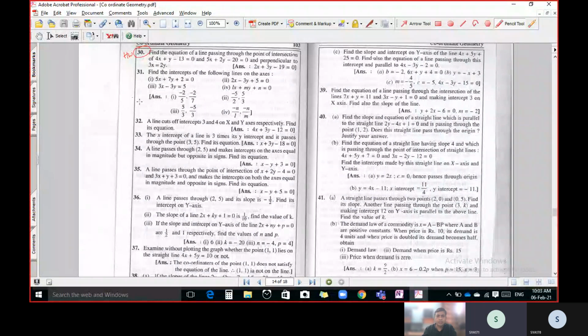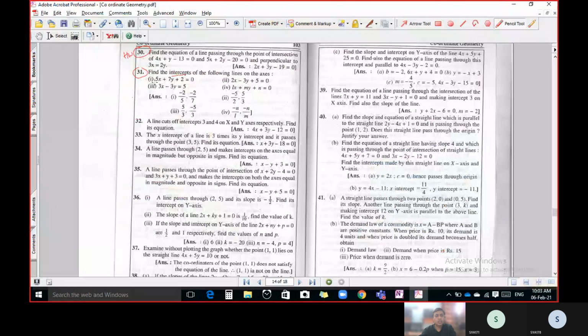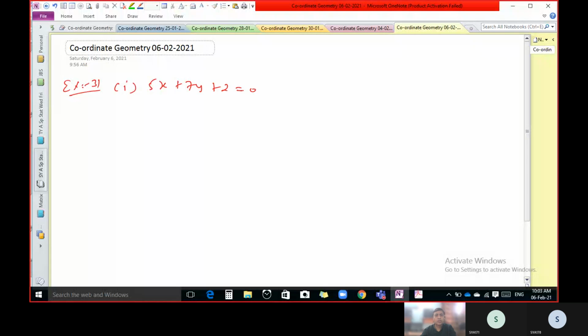Question number 31. Find the intercept of the following lines on the axis. First question: 5x plus 7y plus 2 equal to 0. So we want to find out the intercept.